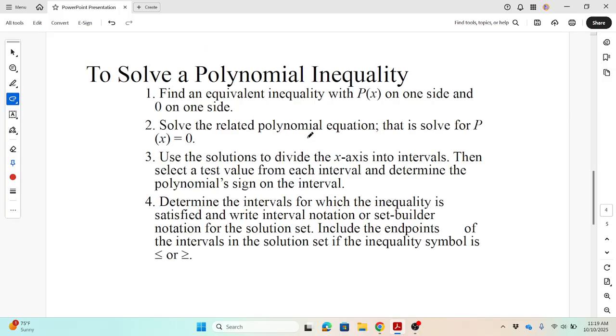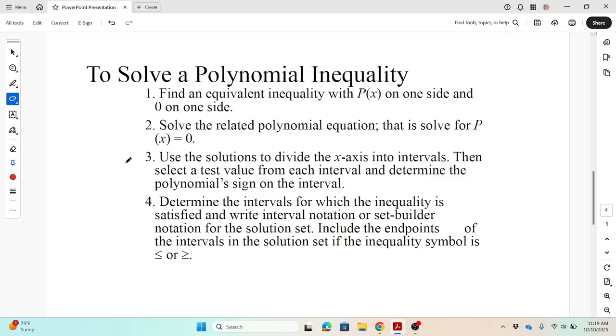These are some helpful tips. Find an equivalent inequality with p of x on one side and 0 on the other side, meaning bring everything on one side and just put the 0 on the other side. Now solve the related polynomial equation, like you are solving an equation. Use the solutions to divide the x-axis into intervals. Then select a test value from each interval and determine the polynomial sign on the interval.